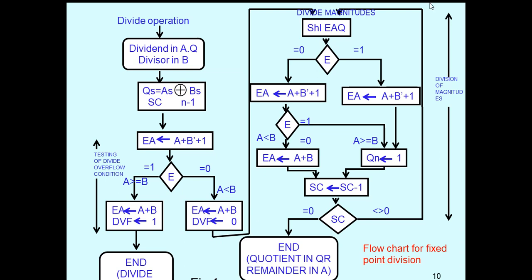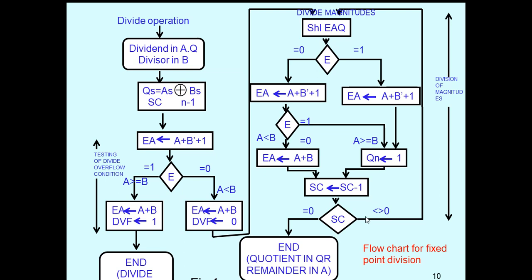And then the division operation starts. So first we have to perform the shift left operation on EAQ, and then E equal to 1. So do this: A plus B complement plus 1. Q1 is set to 1, and then decrement the sequential counter value.